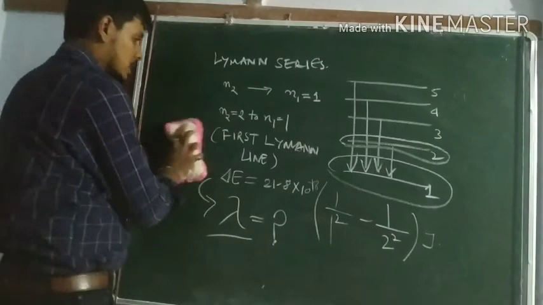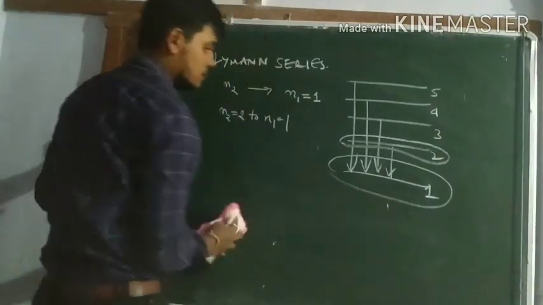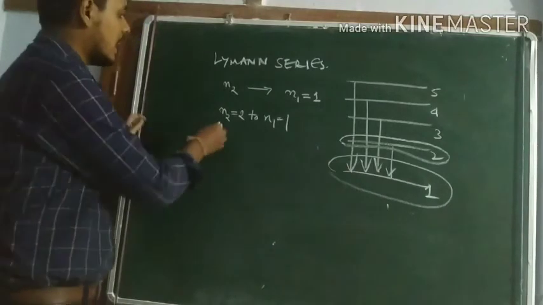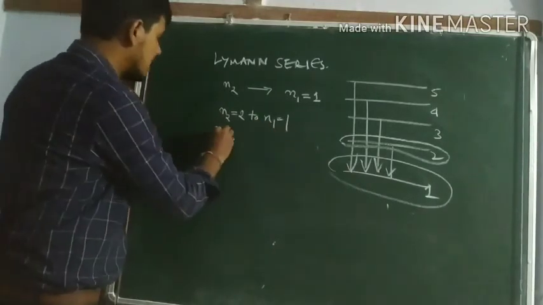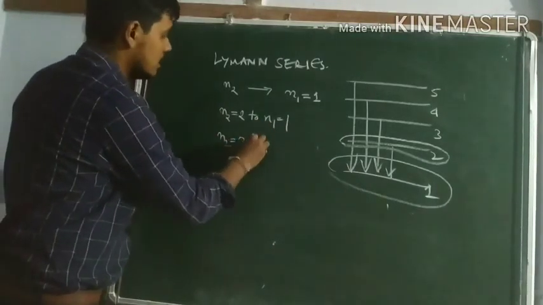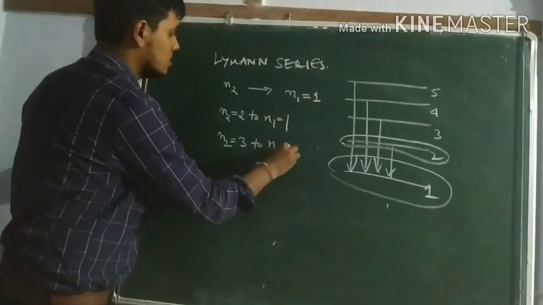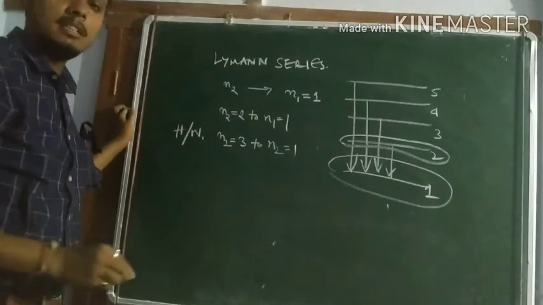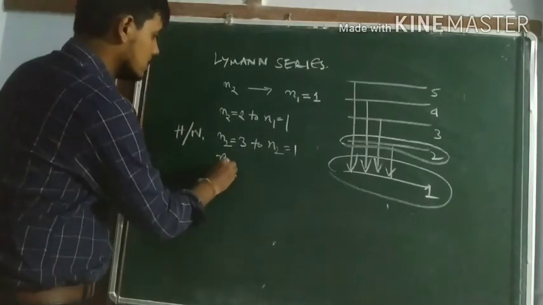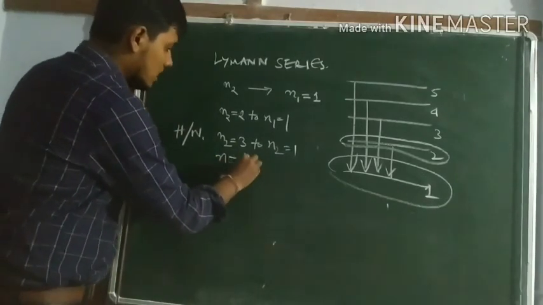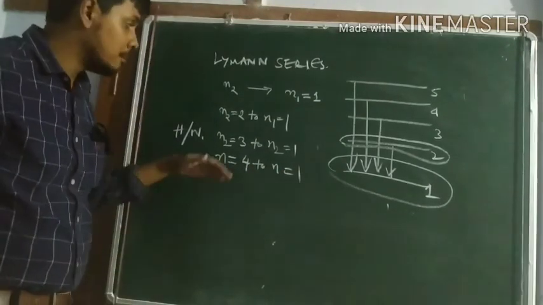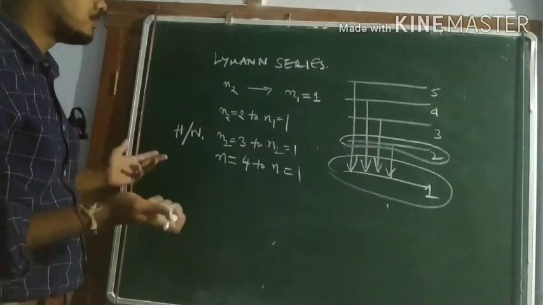Now if I consider the second Lyman line: the first Lyman line means the nearest energy level to n equals 1, so n equals 2 to n equals 1. Second Lyman line, n2 equals 3 to n1 equals 1. Please find the energy. Then n equals 4 to n equals 1. Again, please find the energy.